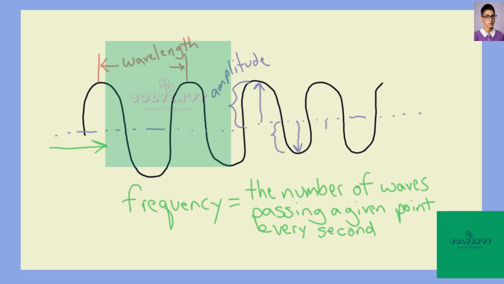So the number of waves is defined by one length of the wave. We could stand here at this end and observe the waves, and we could observe how many crests pass a given point every second, or basically how many waves crash into us every second. That would be the frequency.